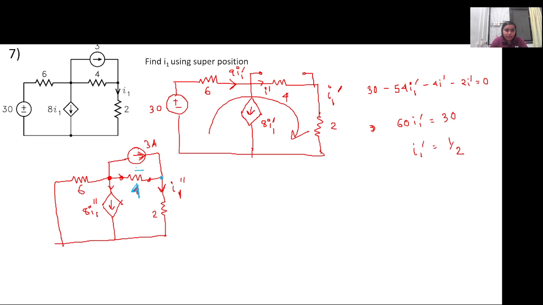Right. If we apply KCL at this node, 3 ampere current is going in, I1 double dash current is going out. So the net current here will be 3 minus I1 double dash, right? In this particular direction. Now tell me the current flowing through this 6 ohm resistance.